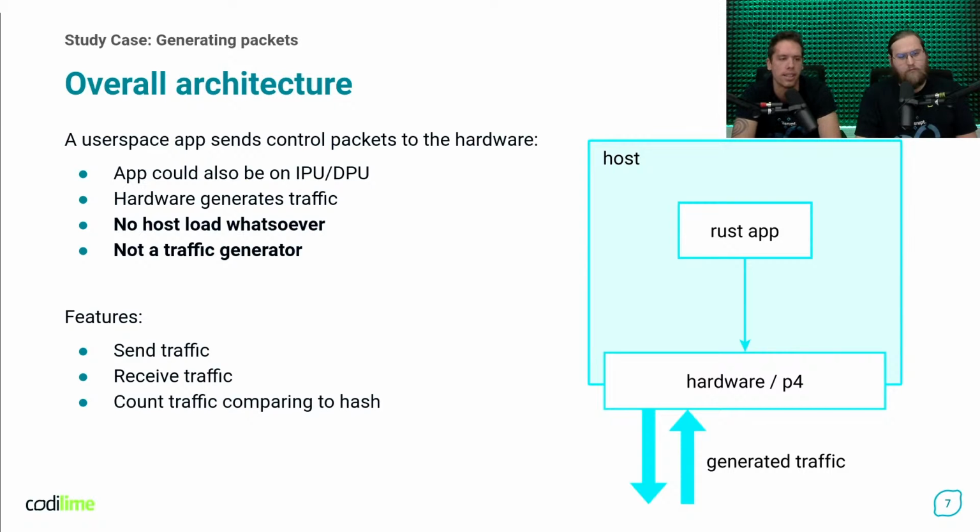That is rather complicated. This was developed as a proof of concept, so we wanted to make it simpler, so we can only send traffic, receive traffic, and count the traffic, compare it to a given hash. The packets that come back from the tested infrastructure, we hash them and compare it to a given value. And we're not trying to call it a traffic generator. It's more like a packet generator, a simpler solution.